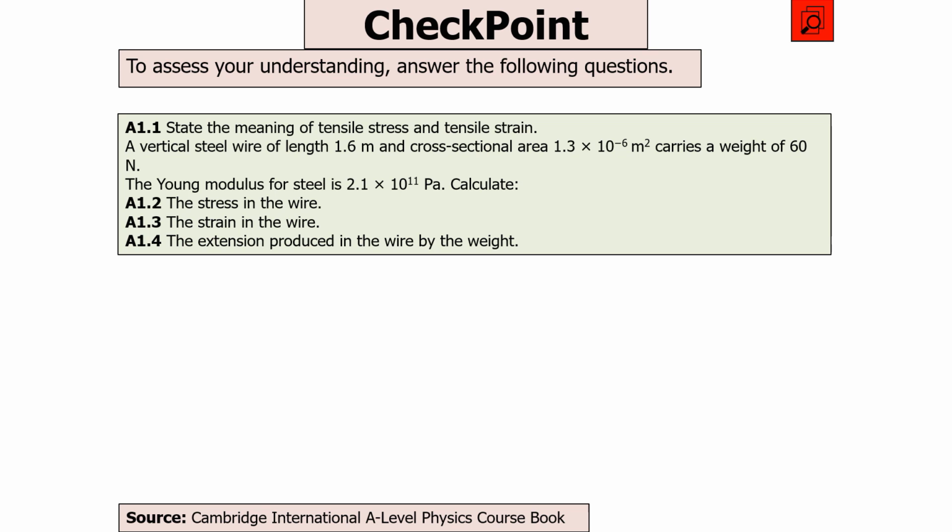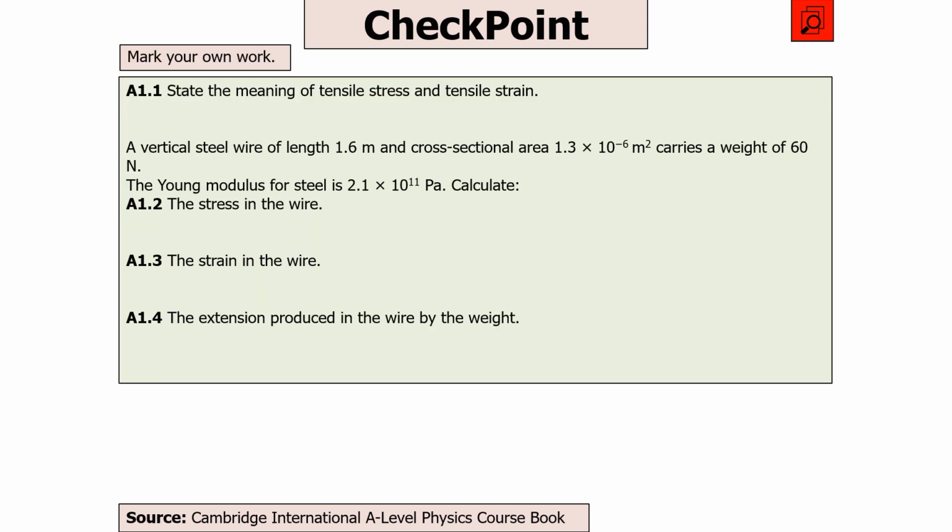Then a vertical steel wire of length 1.6 meters and cross-sectional area 1.3 times 10 to the minus 6 meters squared carries a weight of 60 newtons. The Young modulus for steel is 2.1 times 10 to the 11 pascals. Calculate the stress in the wire, the strain in the wire, and the extension produced in the wire by the weight. So pause the video now, then unpause the video when you want to go through your answer.